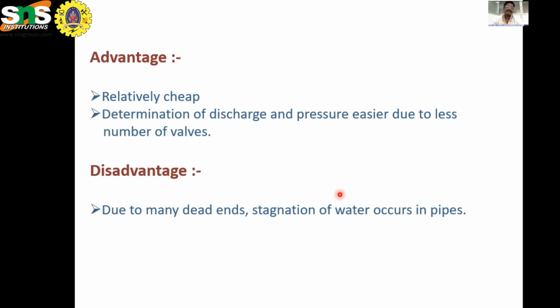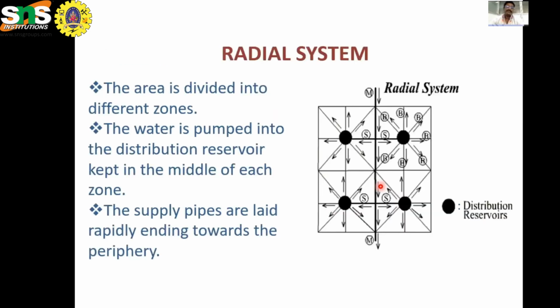Whereas in other systems, for example the grid iron system or radial system, we need to have more pipelines, because it will not only be connected to the consumer alone, it will also ensure circulation of water. Determination of discharge and pressure is easier due to fewer valves. The main disadvantage is that due to many dead ends, stagnation of water occurs in the pipes. Because of that, there is a large possibility of water contamination.